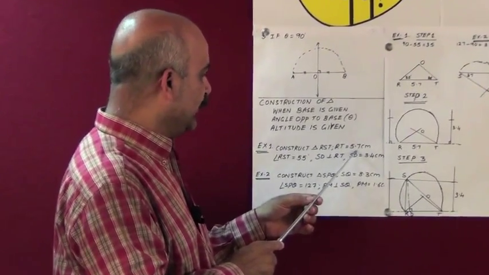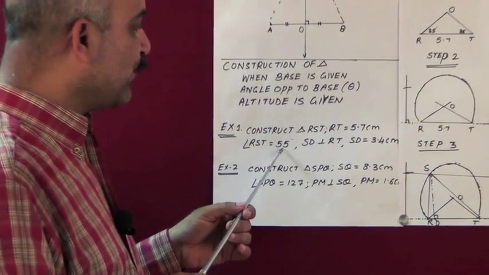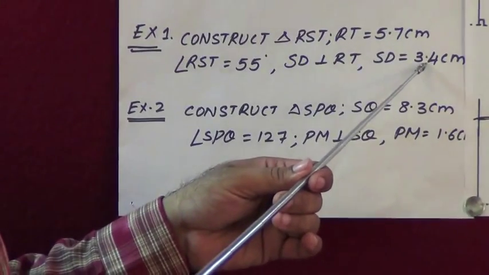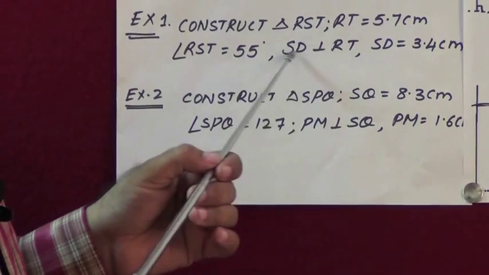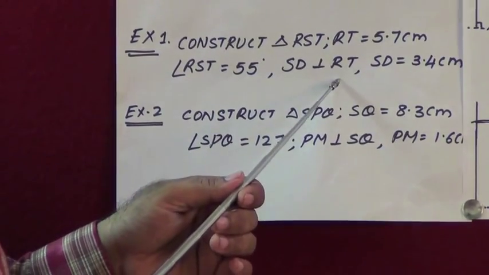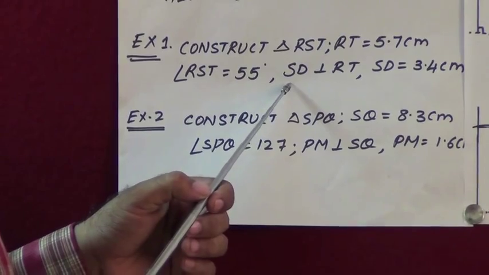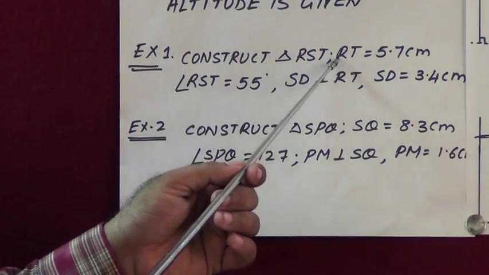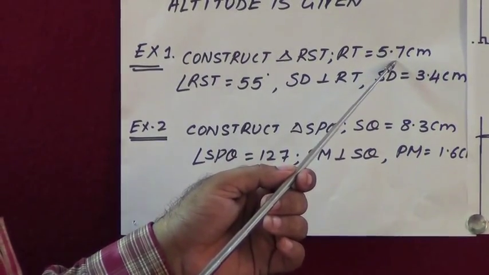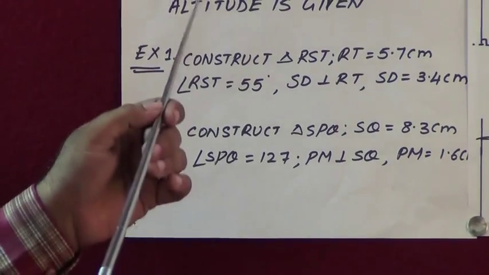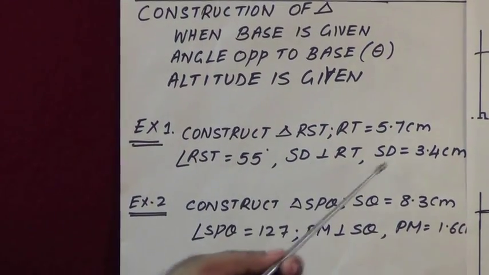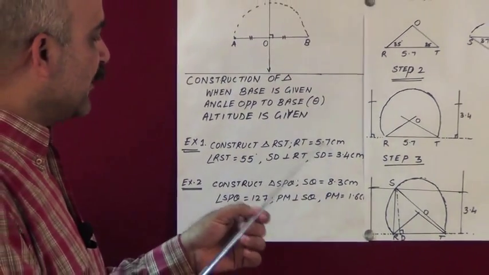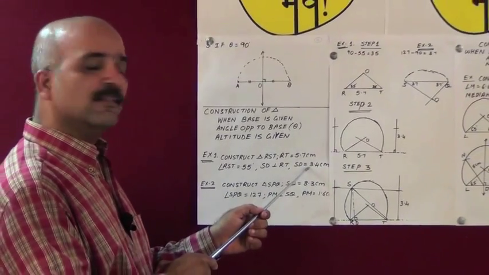RT is 5.7 centimeter. Angle RST is 55 degree. SD is perpendicular to RT. SD is equal to 3.4 centimeter. Now here if you see, SD is perpendicular to RT. It means SD is the altitude of the triangle. Now let us see what is the base given. The base given is RT, 5.7 centimeter. Angle RST, that is angle opposite to the base, 55 degree, and the altitude 3.4 centimeter. So we know three conditions here: the base, angle opposite to the base, and the altitude.